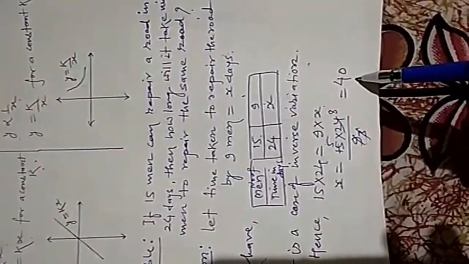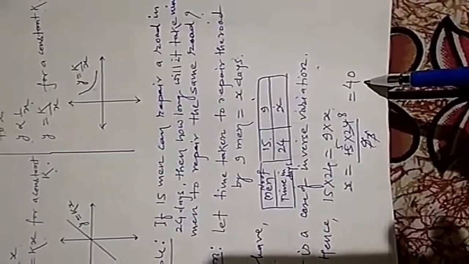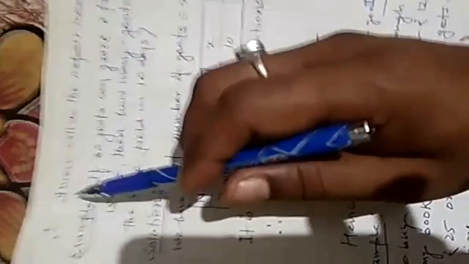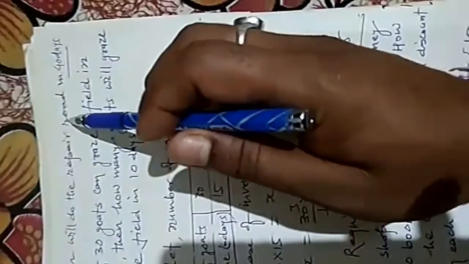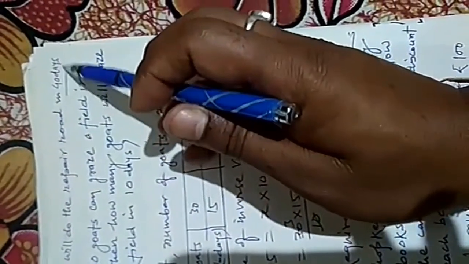It is a case of inverse variation. Hence 15 into 24 is equal 9 into x. We can write x is equal 15 into 24 by 9. We get result 40. Therefore, we can say 9 men will repair the road in 40 days.